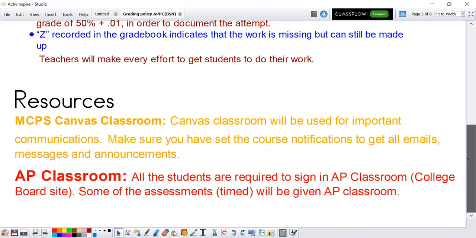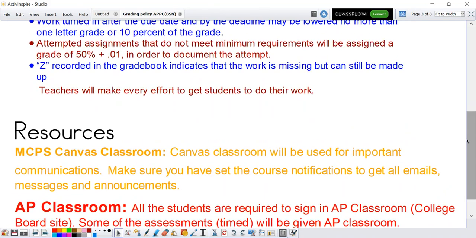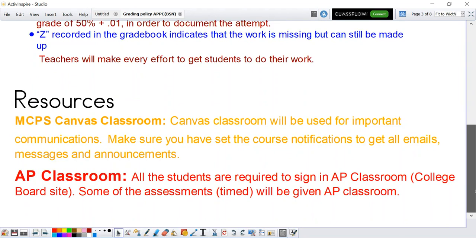So let's talk about the major resources. We are not going to have any textbook for this class. So our major resource is the Canvas classroom, where we will be posting all the packets and information. Canvas is also used for important communications. Make sure the notifications are set correctly so that you get all the emails, messages, and announcements.